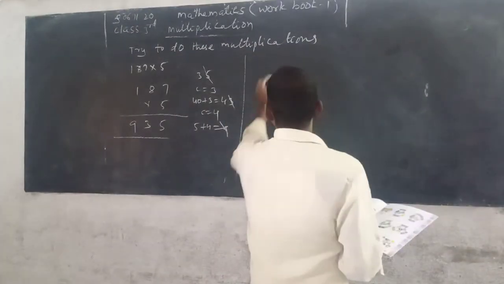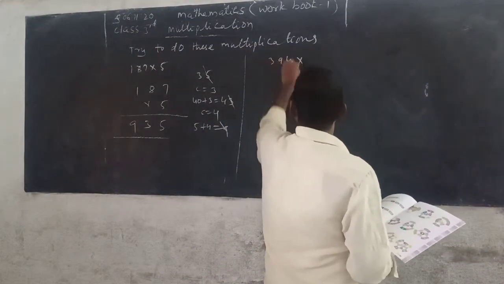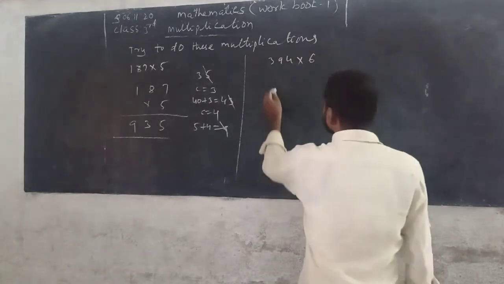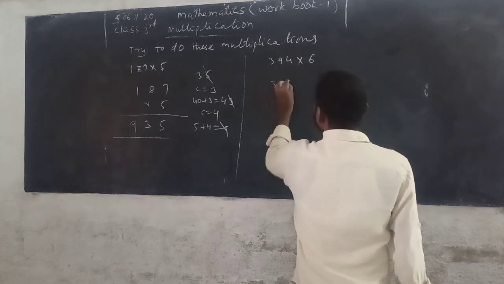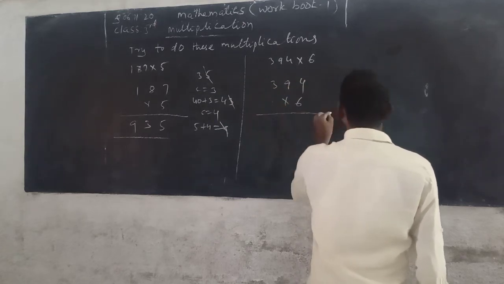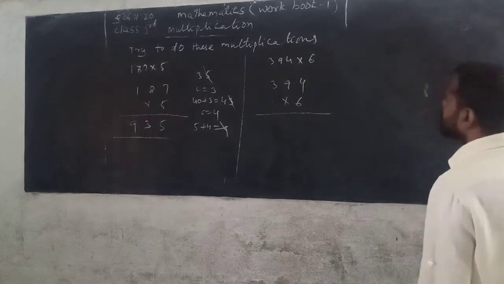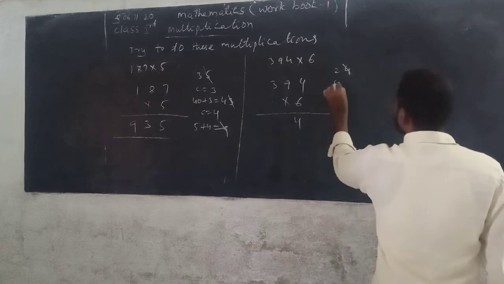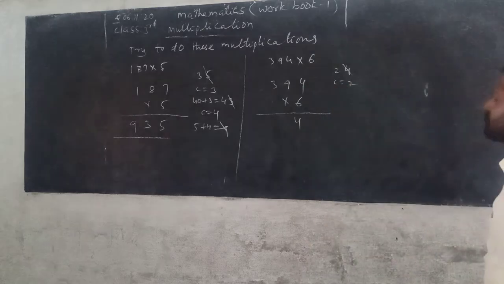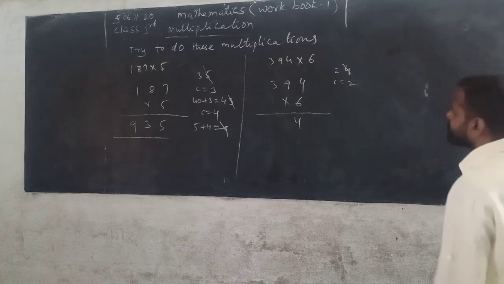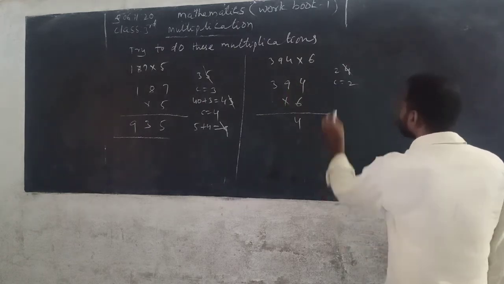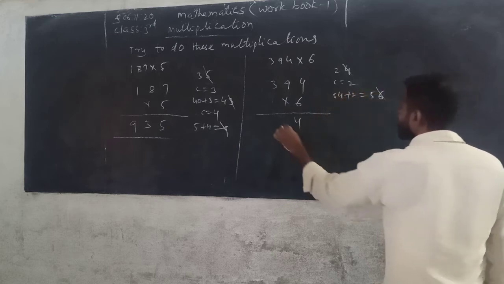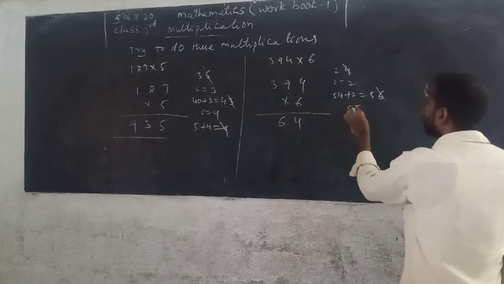Now next one, 394 into 6. See here, 394 into 6. First multiply the digits in ones place, that is 4 with 6. 6 4s are 24. In it 4 is taking, write down in ones column of the product and carry over 2. Now next we multiply the digits in tens place, that is 9 with 6. 6 9s are 54. 2 is added to 54, you can get 56. In it 6 taking, write down in tens column of the product and 5 carrying.